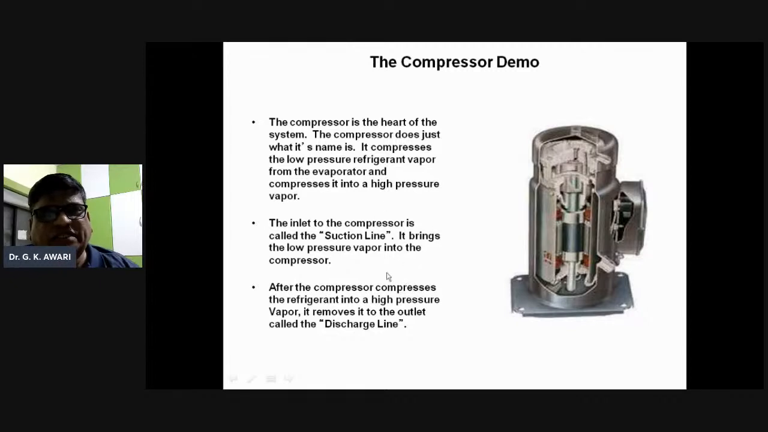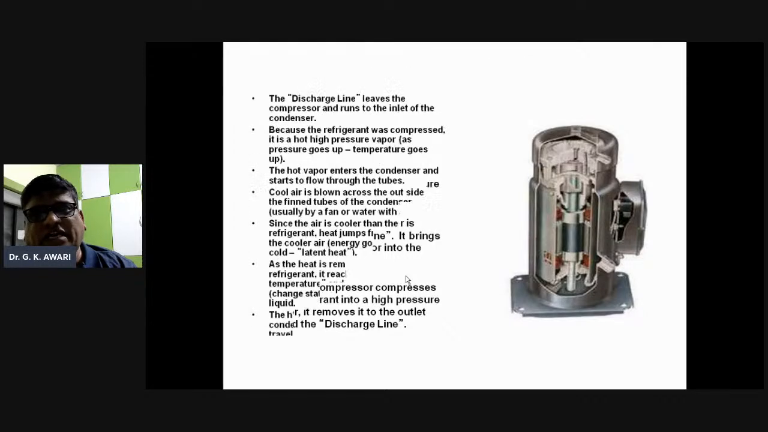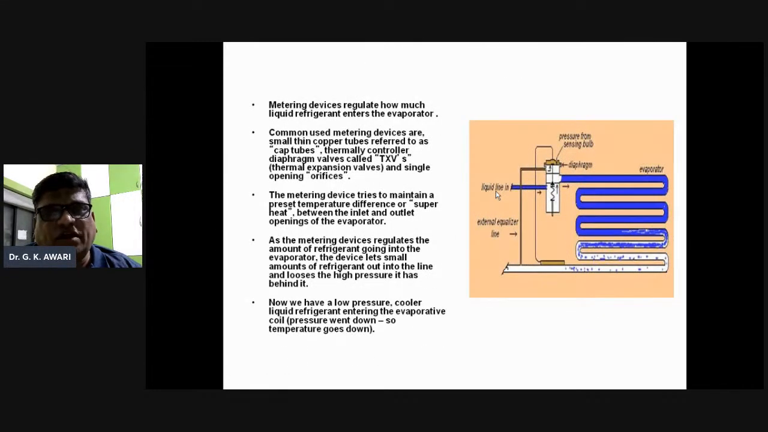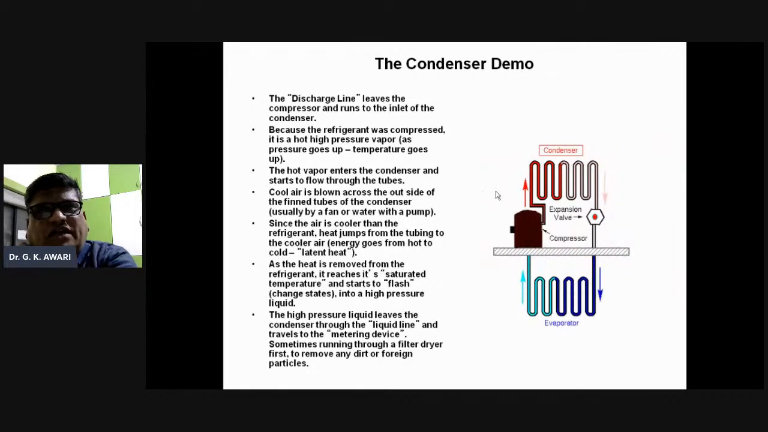The inlet to the compressor is called the suction line. It brings the low pressure vapor into the compressor, and after the compressor compresses the refrigerant into high pressure vapor, it removes it through the outlet called the discharge line. You can see here the demo of the condenser. The discharge line leaves the compressor and runs to the inlet of the condenser. So after the compressor, the refrigerant enters the condenser.